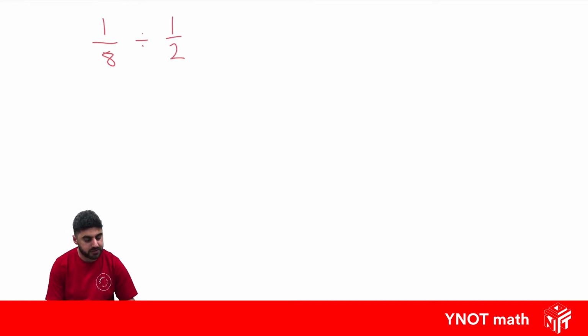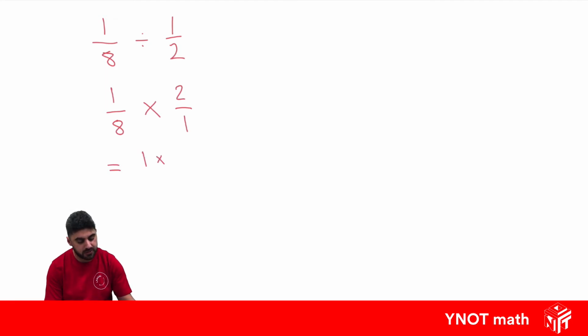So the process is we keep the first fraction exactly the same, but we flip the second fraction. So instead of 1/2, it becomes 2/1. And then we change the division sign to a multiplication sign. And we do it just like multiplication now, where we times our numerators together, 1 times 2, over our denominators times together, 8 times 1, and that's going to give us 2/8.